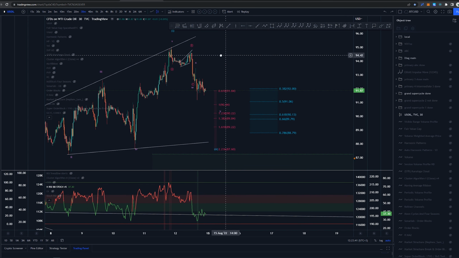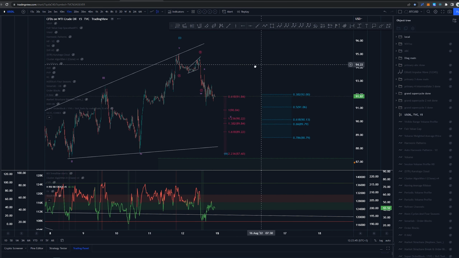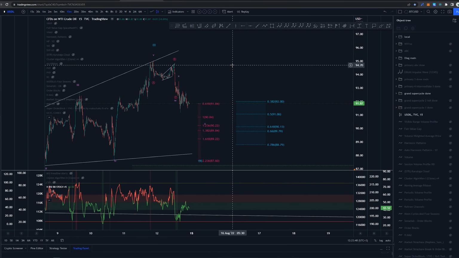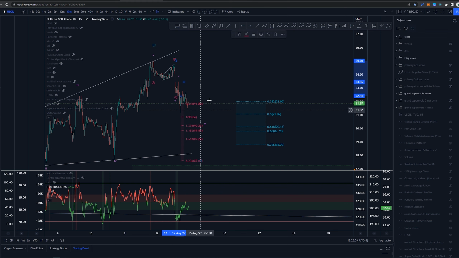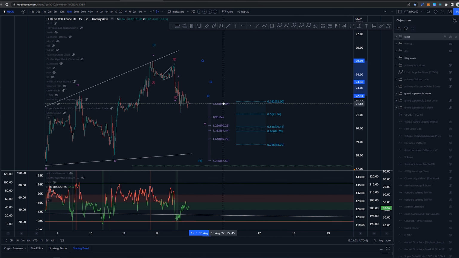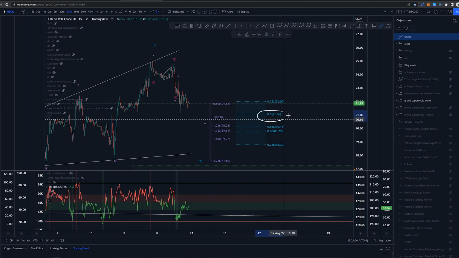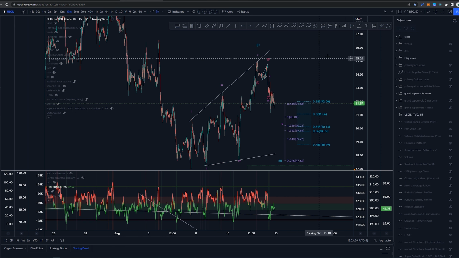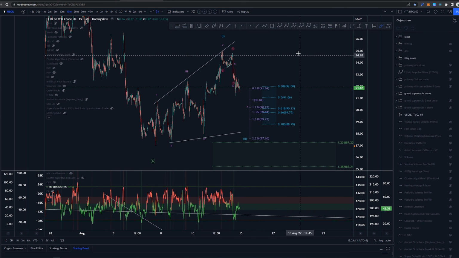I looked into the structure a bit, and it is very choppy again. Not too uncommon for oil to do that. ABC into W, 3 ways into X, and then looking for 1-to-1 extension of this ABC. WXY here, wrong color here. Around 90.84. That would get us around the 0.5 retracement of this first leg as well. So that would be pretty okay.